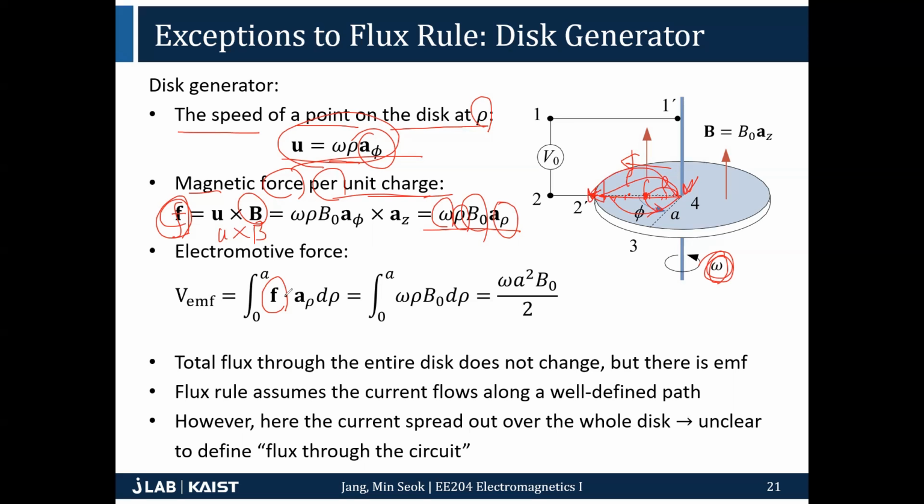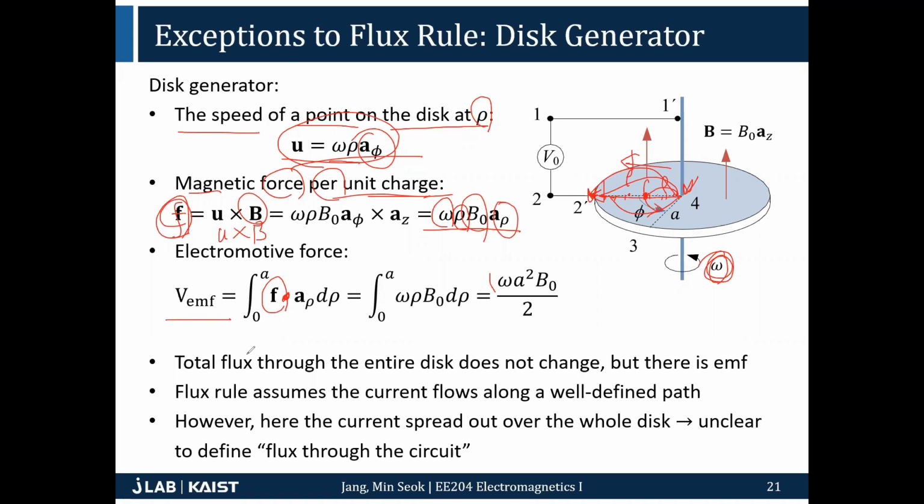Because there is a dot product anyway, what you're going to get is just omega a squared B0 divided by 2. That's the integration result. So from this you can know the electromotive force. Here, keep in mind that you did not use any flux rule, right?